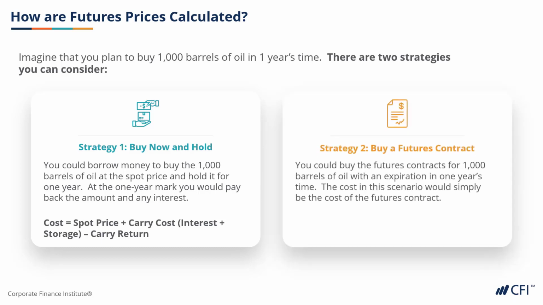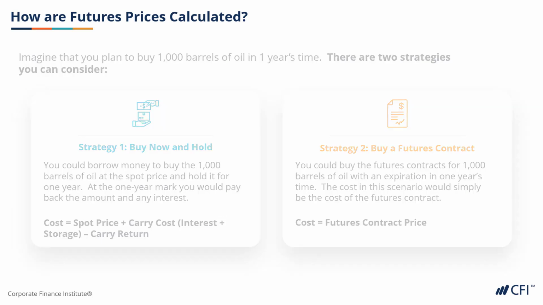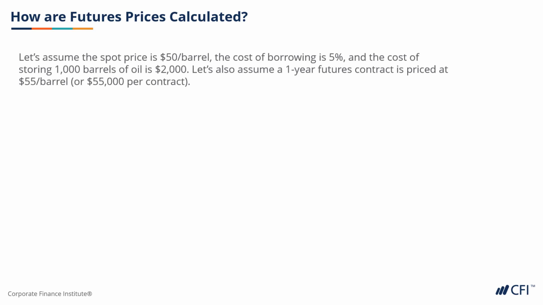The other strategy would be to simply buy a futures contract for 1,000 barrels of oil that actually expires in 1 year's time, or matures. The cost in this scenario would simply be the cost of the futures contract. Let's put some numbers to our example. Let's start by assuming that the spot price of oil is $50 a barrel. The cost of borrowing is 5%, and the cost of storing 1,000 barrels of oil is $2,000. Let's also assume a 1-year futures contract is priced at $55 a barrel, or $55,000 per contract.